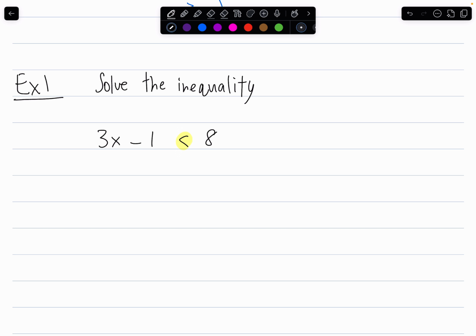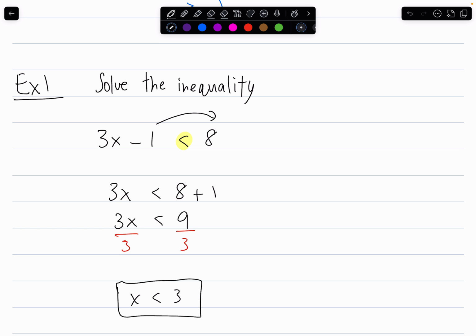So what I'm going to do first is I'm going to say 3x, and then I'm going to bring the 1 over to the other side. When the negative 1 comes to the other side, it becomes a positive 1. And then 3x less than 9. And then I'm going to divide both sides by 3. And what I'm left with is x is less than 3. So in this question, there's literally no difference between it being an equal sign and it being an inequality. There's no difference. So where does the difference actually come? That's what we're going to go through in this lesson.